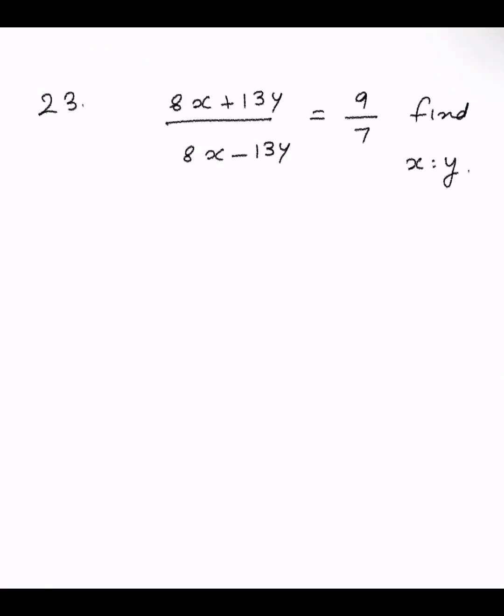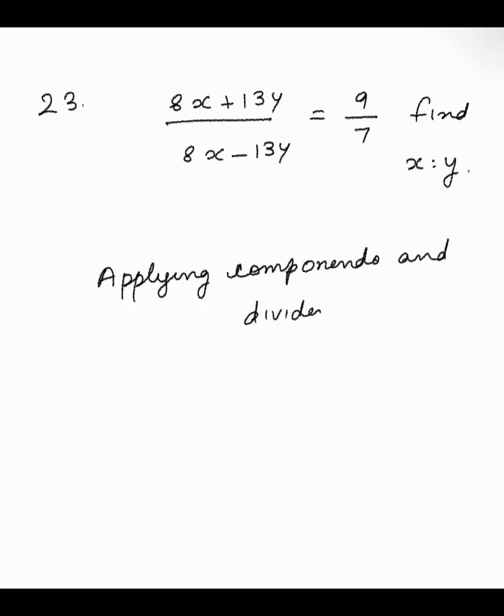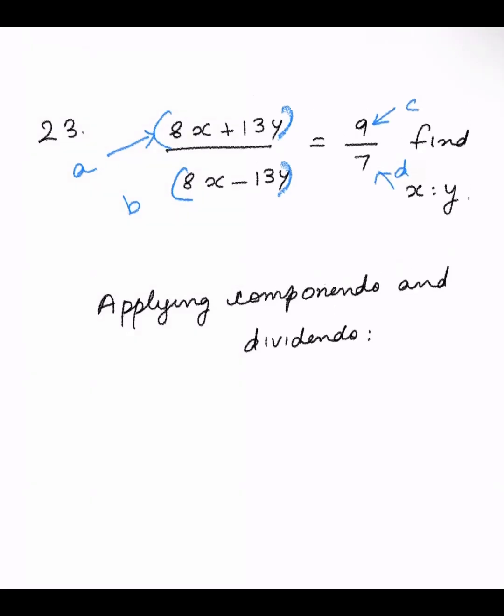First you have to write the statement applying componendo. See, which property are you going to use? That you have to write here. Applying componendo and dividendo. This is A, this is B, this is your C, and this is your D. A plus B. First numerator is A plus B. What is A?